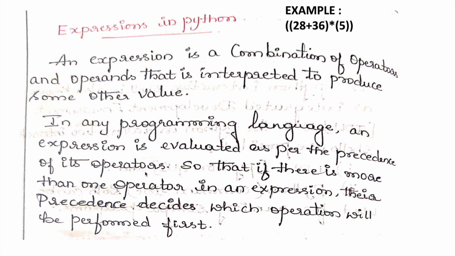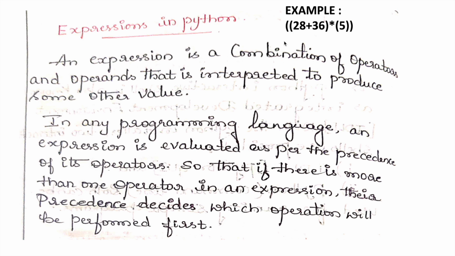Especially if you have more than one operator, then only the precedence comes into the picture. For example, here we have two operators, plus and star. Which one is going to execute first? Star. The multiplication operator is going to execute first, then addition will execute. So whenever you evaluate an expression, you should take precedence into account.